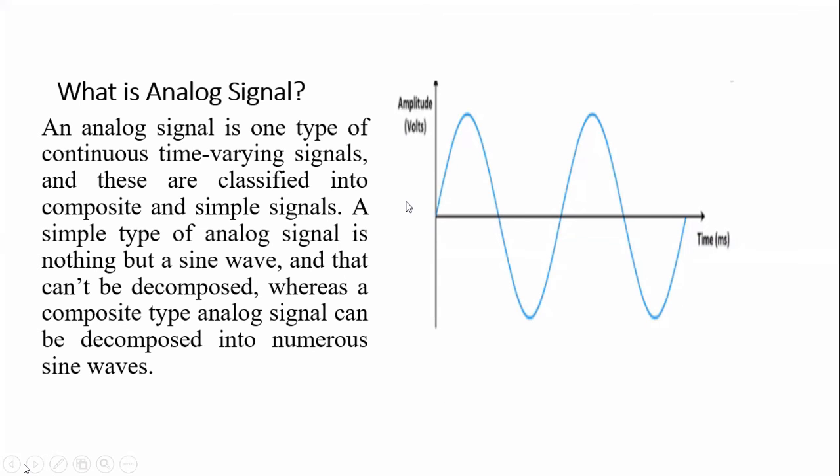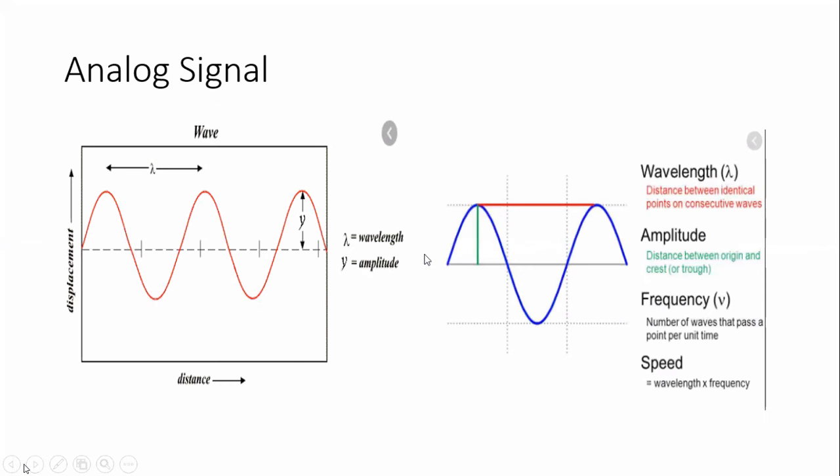This is a sine wave. So the analog signal looks like this one. There is a time variation. From the starting to this positive half cycle, there is a time variation. From this positive half cycle to the end of the negative half cycle, there is also a time variation. Now we have to understand everything about the analog signal. This is a wave. The analog signal is basically a wave, a sine wave.